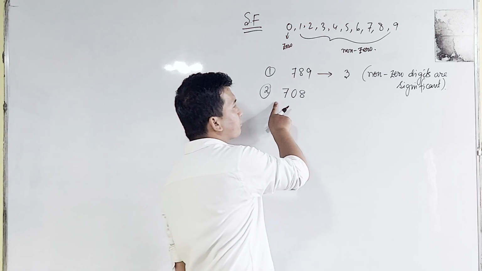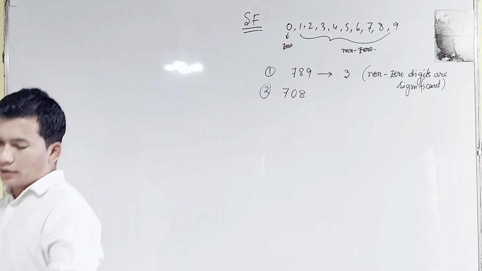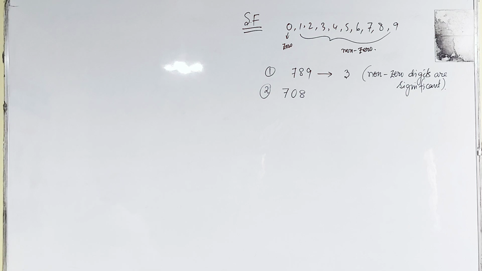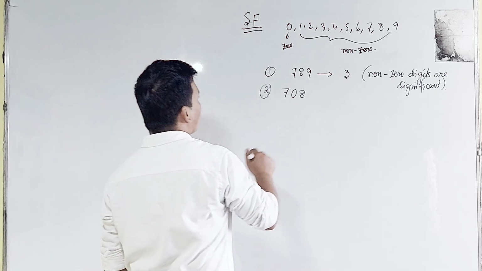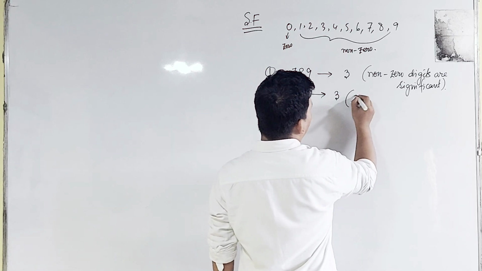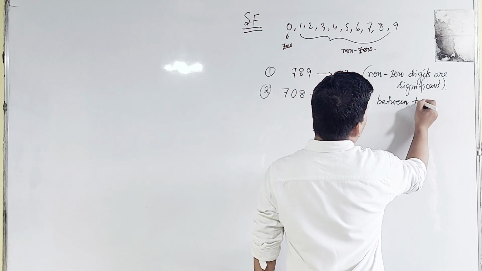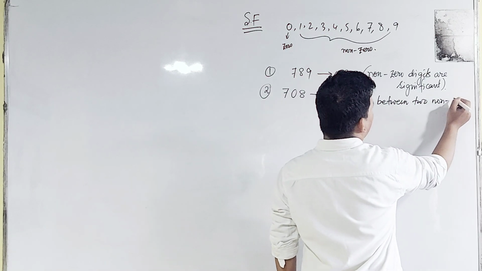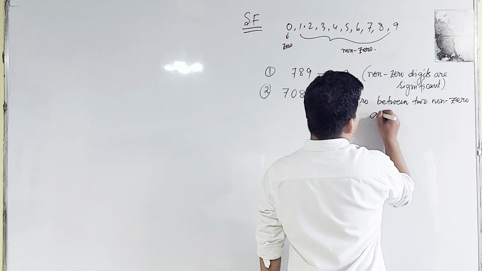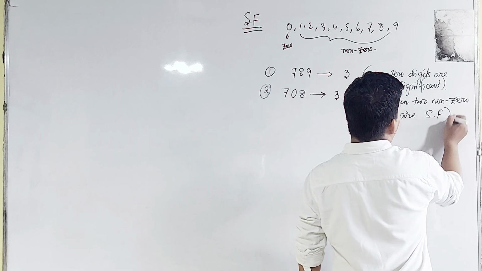If the zero comes in between two non-zero numbers, then it must also be counted in your significant figures. So here the significant figures will be equal to 3. The zero between two non-zero digits is a significant figure.